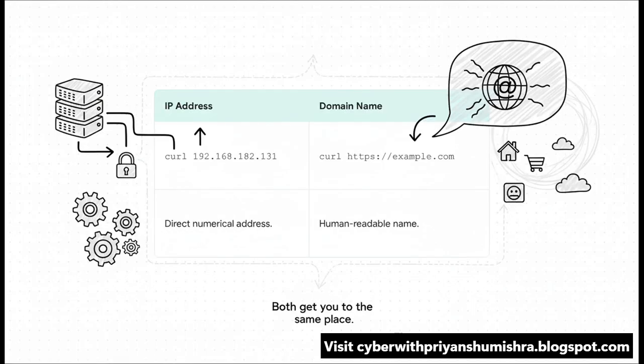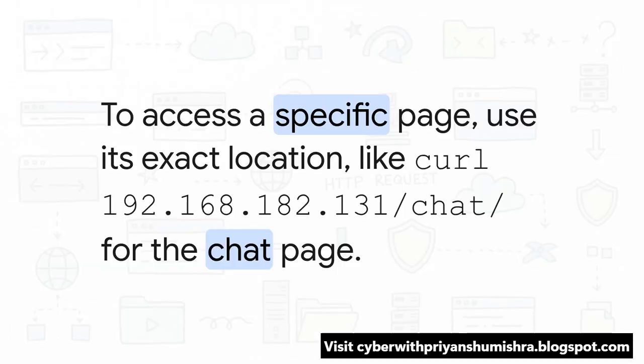Now, you don't always have to use those clunky numbers. Just like your browser, cURL is smart enough to understand domain names too. So you can use the direct IP address, or you can use a friendly name like example.com. Either way, you'll get to the same destination. And it gets even better. You're not stuck just on the home page. If you know the path to a specific page on a website, like this /chat/ folder, you can ask for that directly too. cURL lets you explore an entire website right from your keyboard.